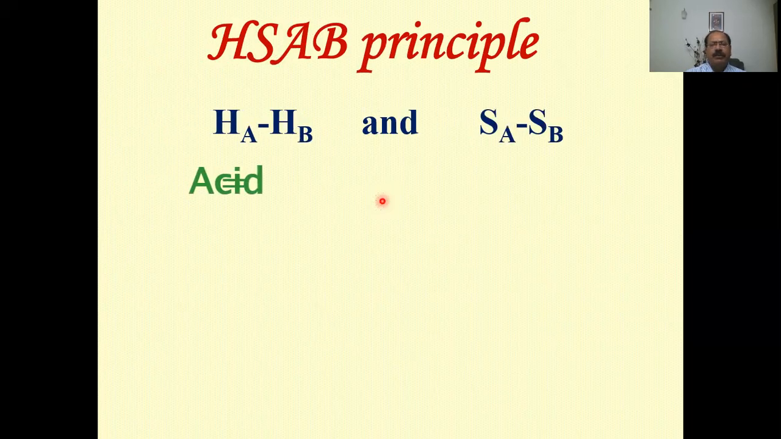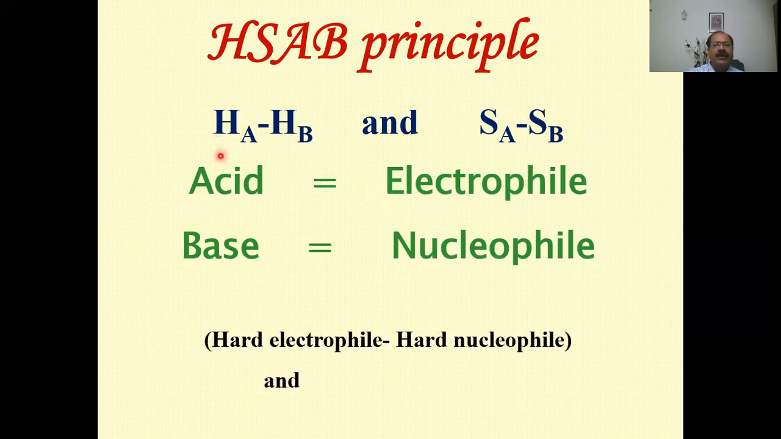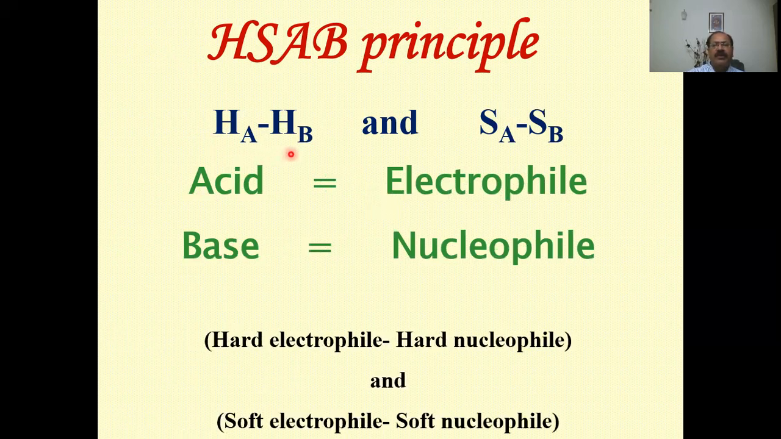Yes, the HSAB principle. The HSAB principle says that a hard acid combines with a hard base and a soft acid combines with a soft base. In organic chemistry, for us, an electrophile is equivalent to an acid and a nucleophile is equivalent to a base. The hard-soft acid-base principle therefore implies that a hard electrophile will combine with a hard nucleophile and a soft electrophile will combine with a soft nucleophile.